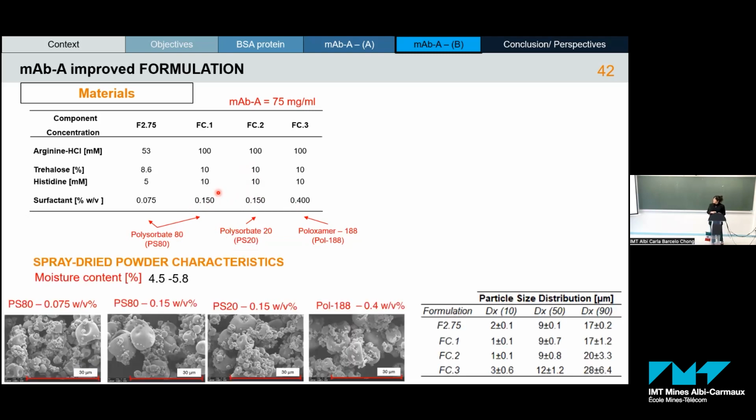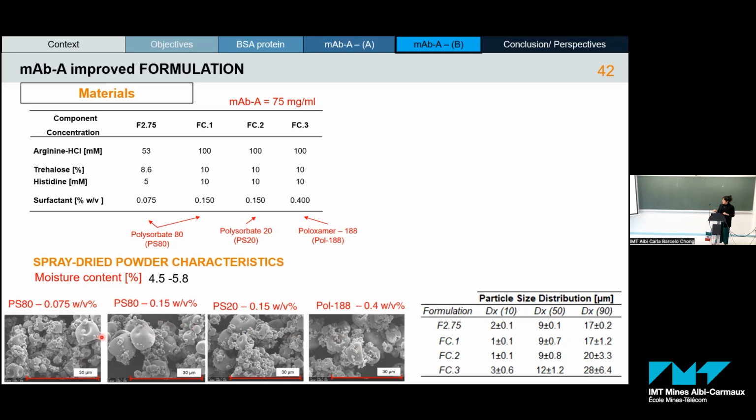In terms of spray drying powder characteristics, what we obtained for particle size distribution for the different formulations are very similar, with just slightly higher values for the formulation of poloxamer 188. The morphology obtained for the different surfactants, and in this case for the polysorbate 80 concentration, are very similar in distribution and in morphology.